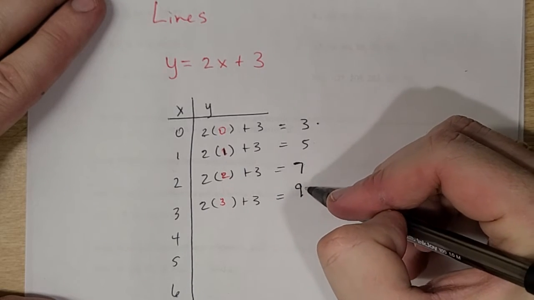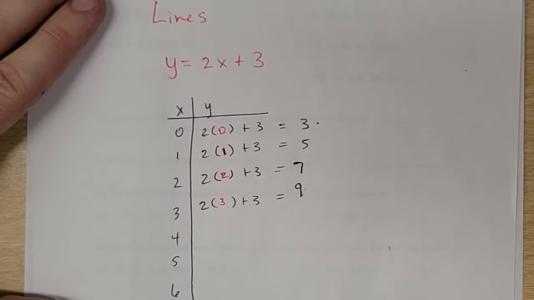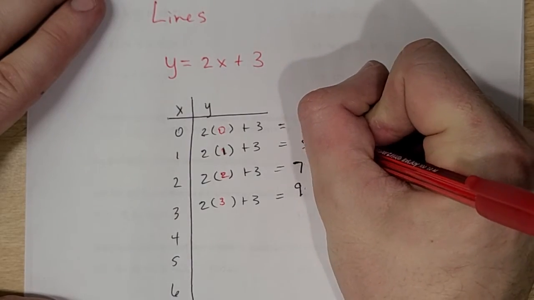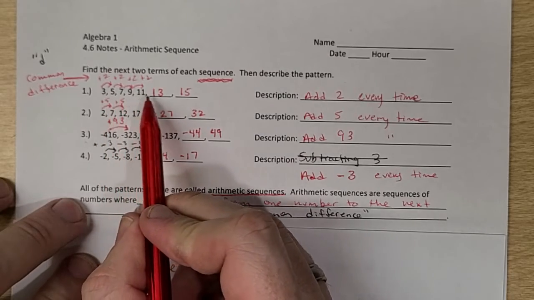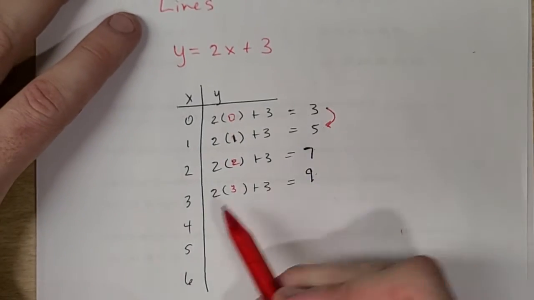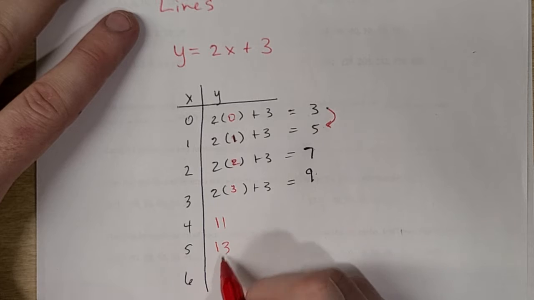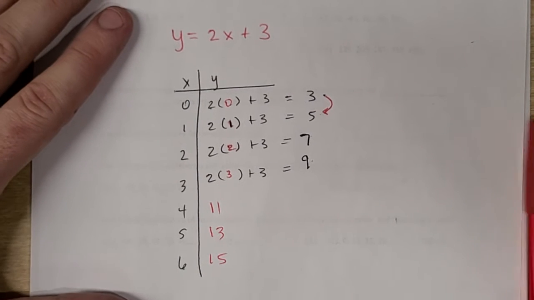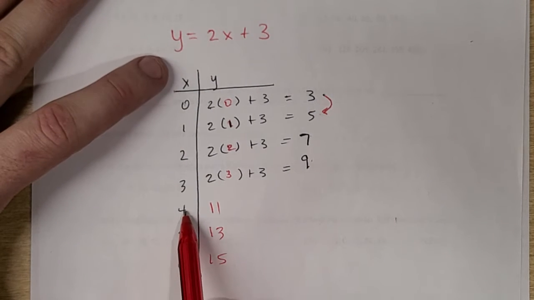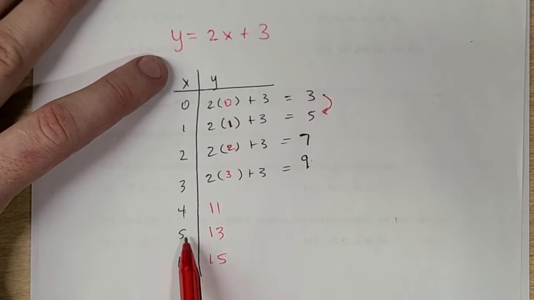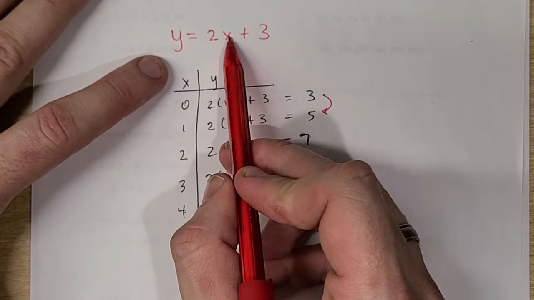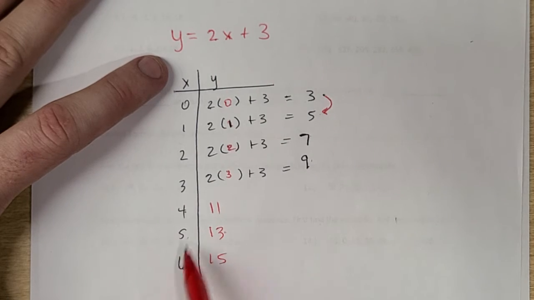Now, you might already see the pattern here. 3, 5, 7, 9. Yeah, this is the pattern from number 1. 3, 5, 7, 9, 11, 13, 15. So this should be 11, 13, and 15. You double check that really quick. You could plug in like 4 here. 2 times 4 is 8, plus 3 is 11. Plug in 5. 2 times 5 is 10, plus 3 is 13. Plug in 6. 2 times 6 is 12, plus 3 is 15.